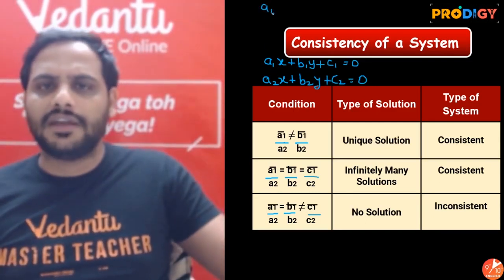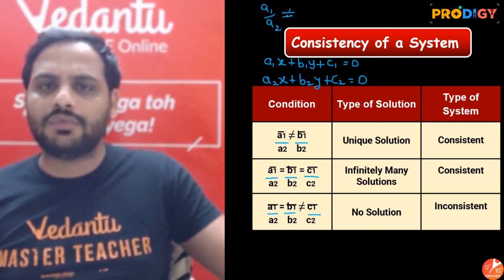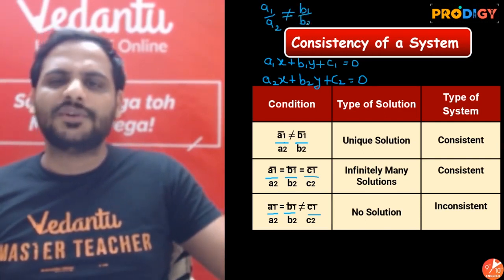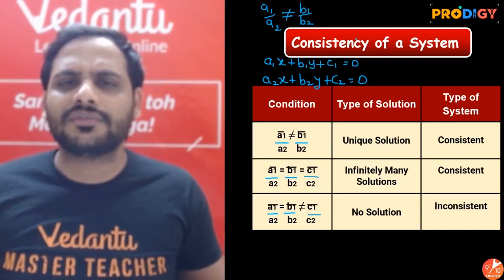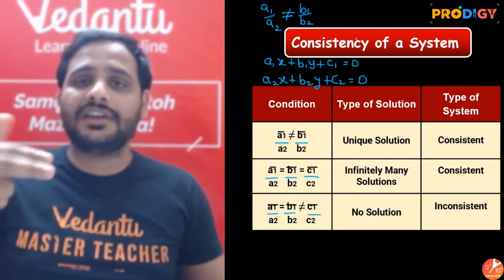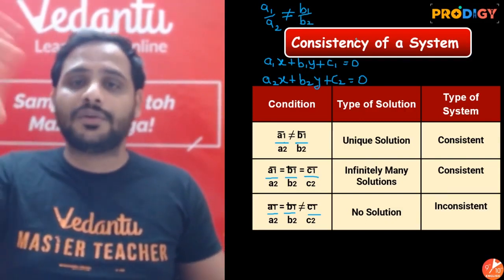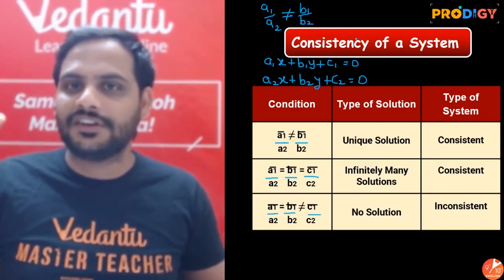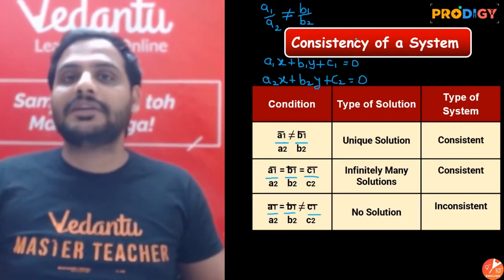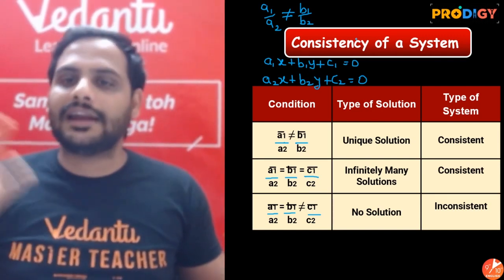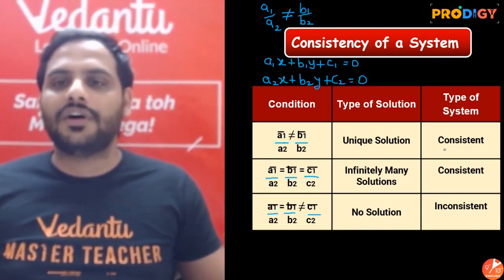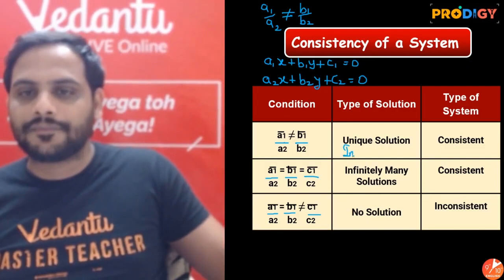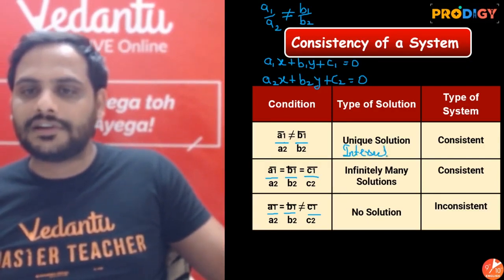If a1 by a2 is not equal to b1 by b2, we don't care about c1 by c2. Remember this thing, many students ask, sir, what if c1 by c2 is equal to this? We don't care. I don't care about c1 by c2 if a1 by a2 and b1 by b2 are not equal. Directly I will say it has a unique solution, or intersecting lines.